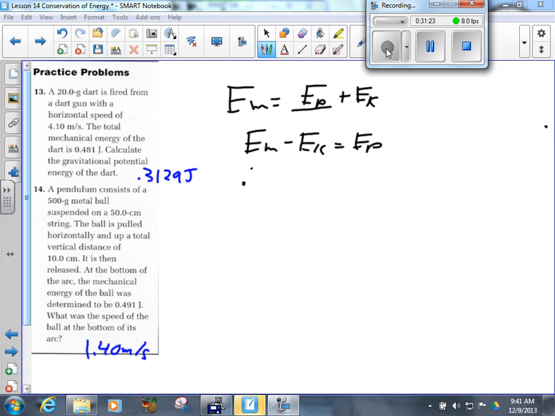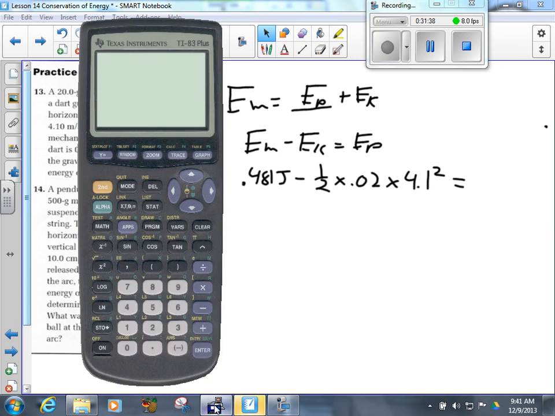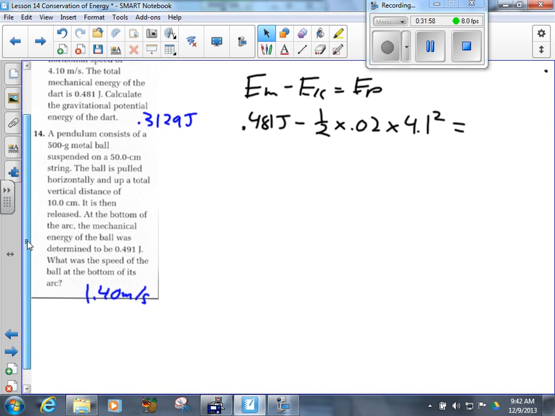So that's going to mean 0.481 joules minus 1/2 times the mass of the dart, 0.02, times the speed of the dart squared, 4.1, should give me the potential energy. So when I do that, 0.481 minus 0.5 times 0.02 times 4.1 squared, I get 0.3129. Everybody all right with that one? Now, for number 14, the pendulum.